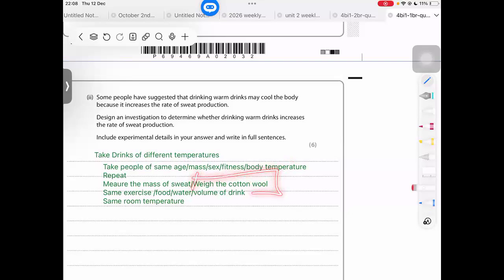That means when you're giving a cotton wool also, it's better to say that you are giving the same mass of cotton wool to everyone.